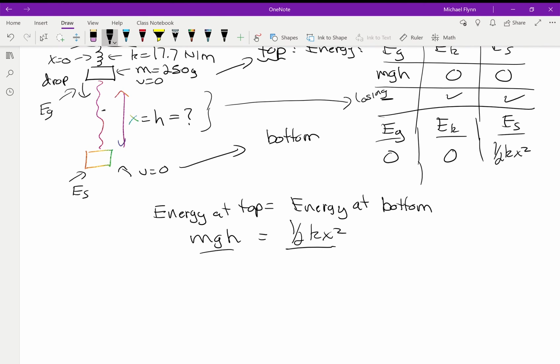X and H are the same variable. The amount of stretch and the change in height are both the same thing. So I'm going to write mgx equals half kx squared. That's going to cancel with one of those. And I get, therefore, x will equal 2mg over k.